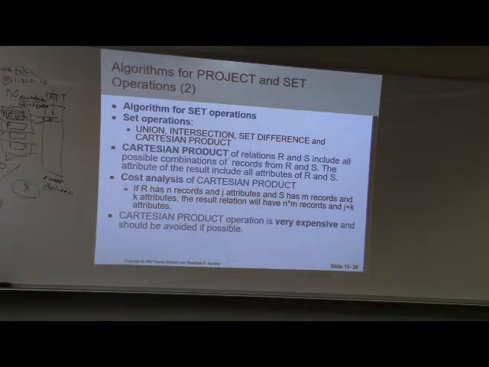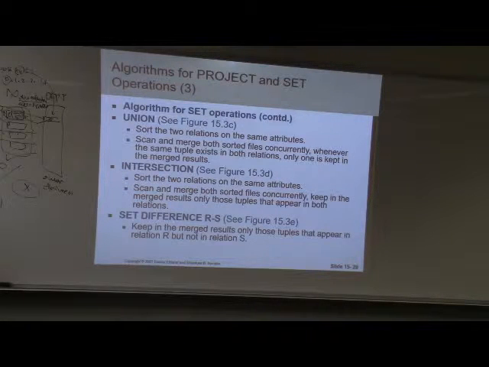Some other operations that we need to consider during query optimization are the set operations, like the union, intersection, set difference, Cartesian product. Especially Cartesian product is all the combinations of the two tables. Okay, at that time it will be more costly. Okay, it's a very expensive operation among the relational algebra operations.